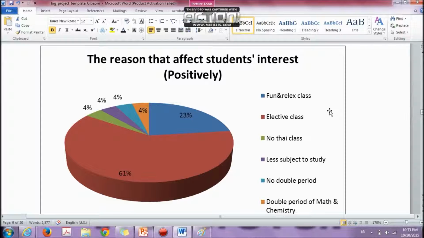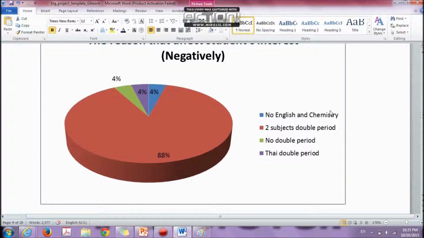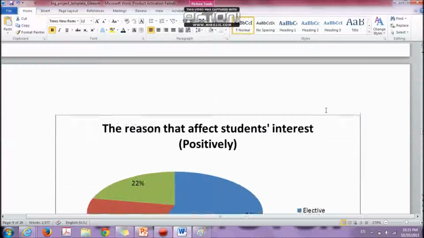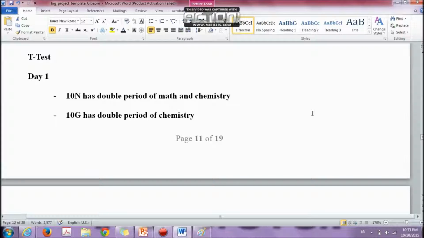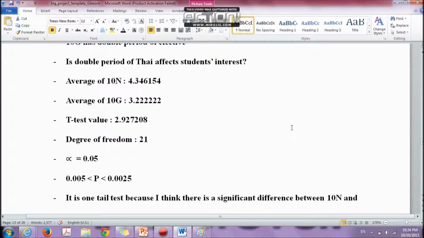Fourth, there were factors that control students' interest. Elective class affects students' interest positively and double period affects it negatively. Last, I did a t-test for each day. A t-test is used when we want to know whether there is a significant difference between two groups or not. Day 2 has a significant difference between 10N and 10G students' interest. Days 1 and 4 are also close to a significant difference.